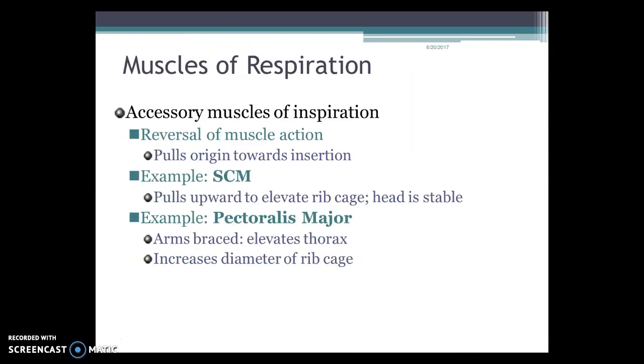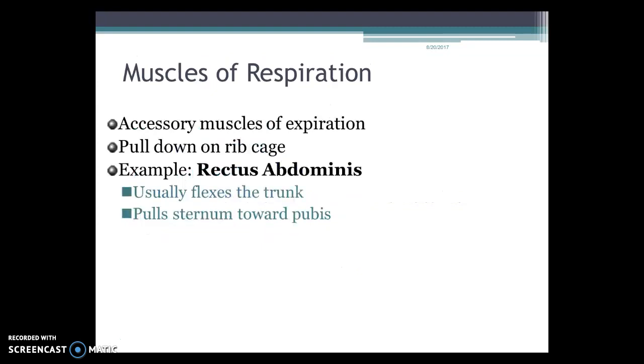So accessory muscles of inspiration. I think this is probably where you get the most variety, depending on what you read. So you've got to remember, too, that these muscles can actually perform the reversal of muscle action. So it'll pull the origin towards the insertion. So rather than, like the SCM, flexing the head, if the head is stable, it'll pull the rib cage superiorly to allow that forced inhalation. So it works both ways here.